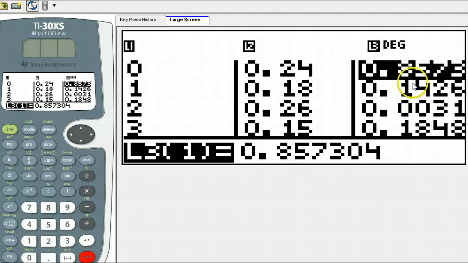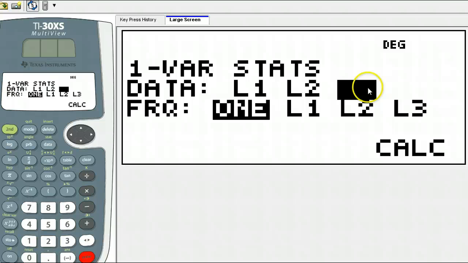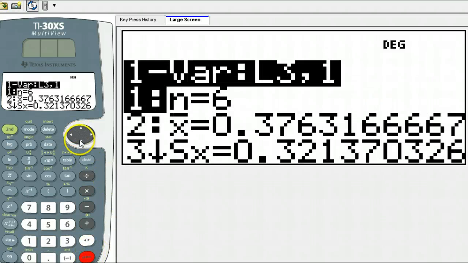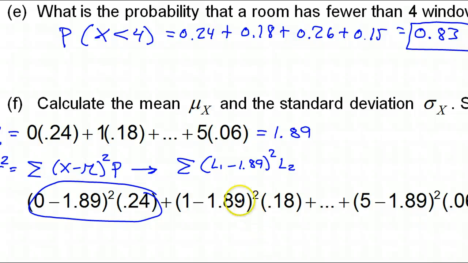So once again, I can add these up quickly by hitting second, data, one variable statistics. Make sure you're on list 3, enter. Scroll down to the sum, which is 2.2579. I'm going to write all those digits down, okay?